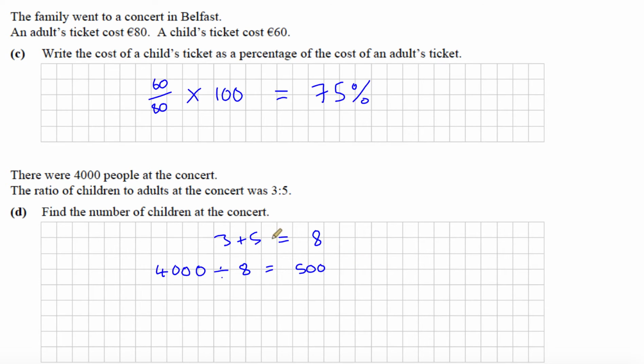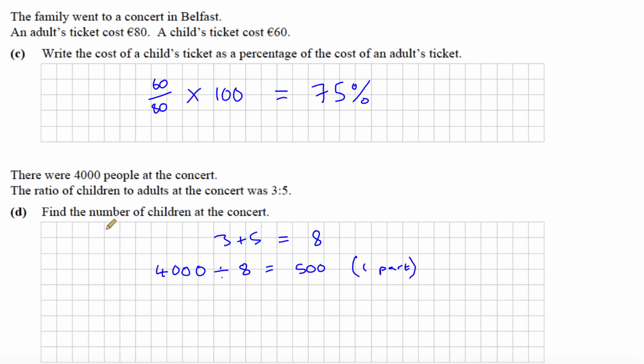So basically the number of people at the concert is split up into 3 parts and 5 parts. Altogether that's 8 parts. So when we divide 4,000 by 8, we're finding out what 1 part is. So 500 is 1 part. So I'll just put that in brackets, that's 1 part.